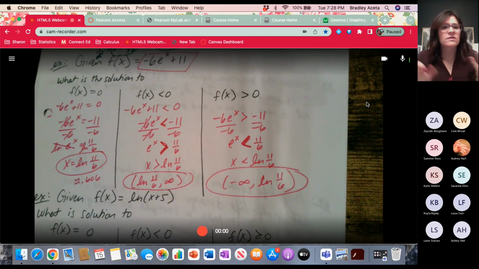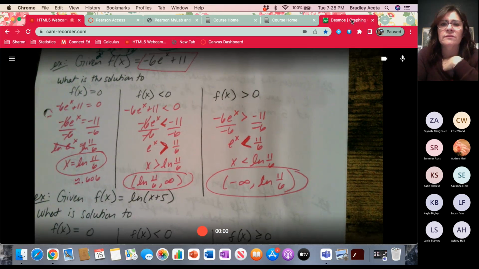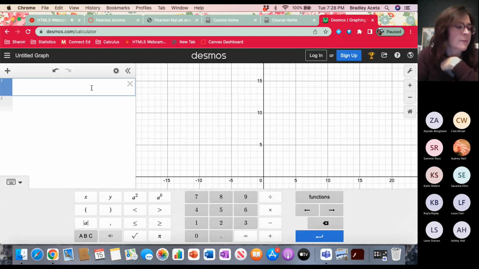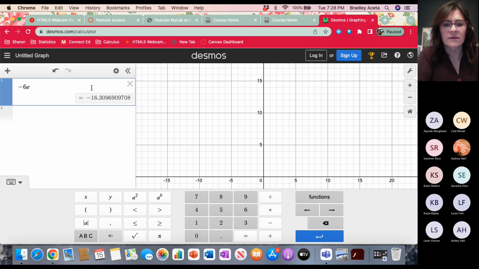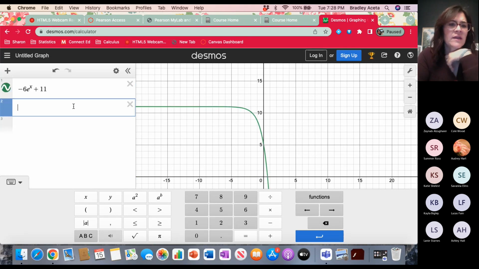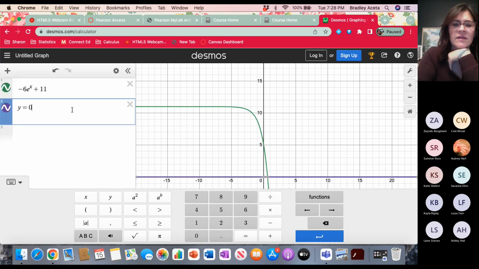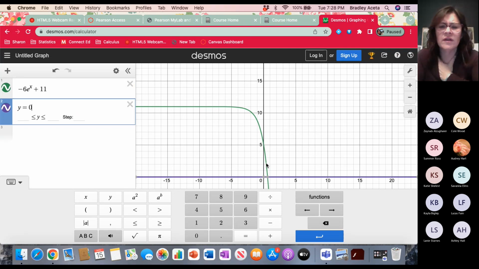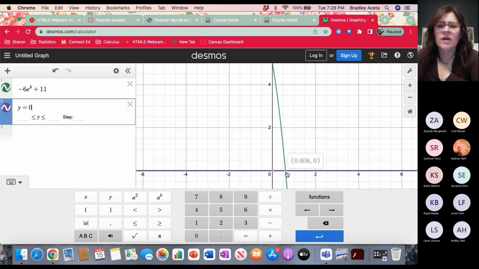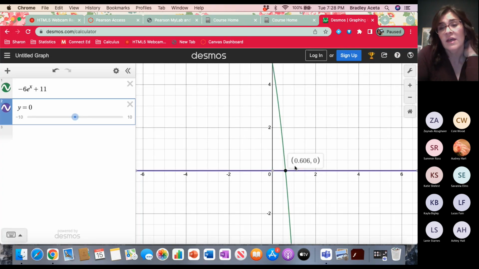You could also do this graphically. So let's show you on Desmos how to do this. Type in negative 6e to the x power, and then plus 11. And then I like to put y equals 0 on this line. Where the two colors intersect is where they're equal. And look at that, 0.606, 0.606.